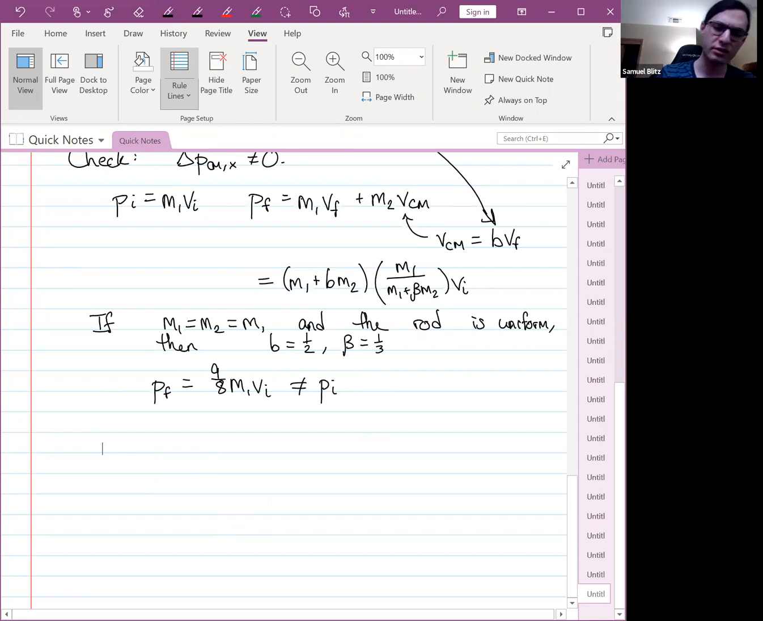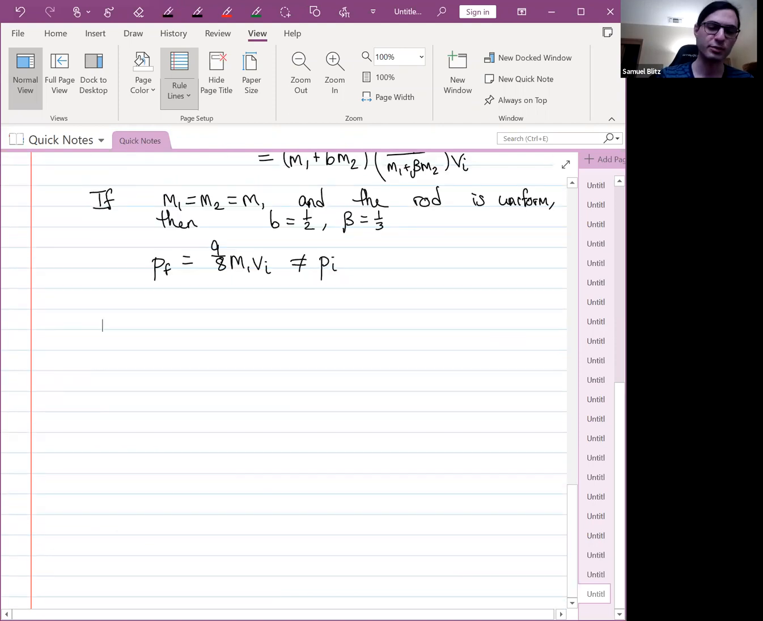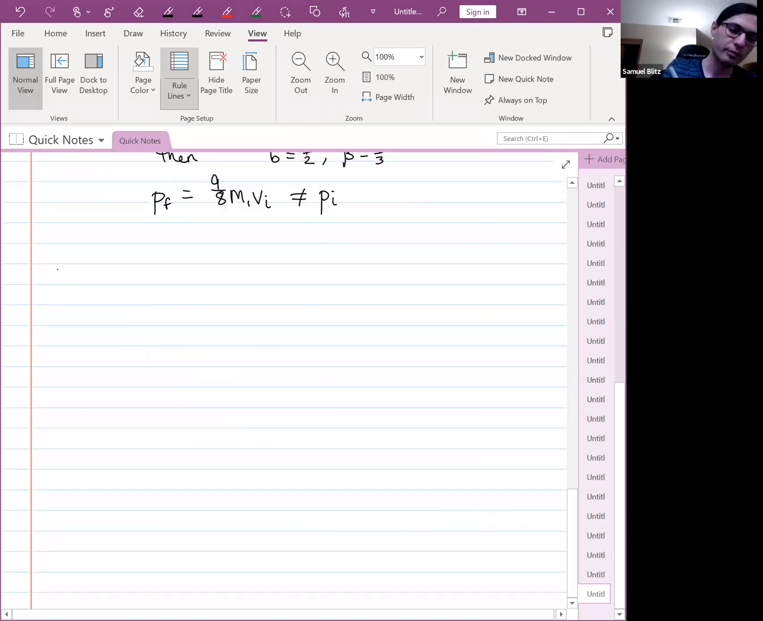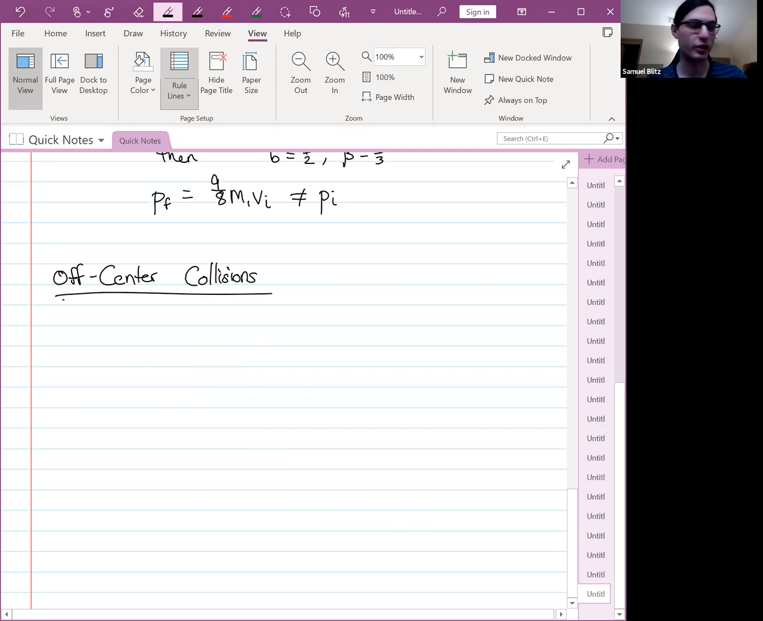So what did I title this? I titled this off-center collisions, but I'm just going to reuse the same title. So really, we're going to talk about off-center collisions now. That was technically an off-center collision. We're going to talk about true off-center collisions here, though.